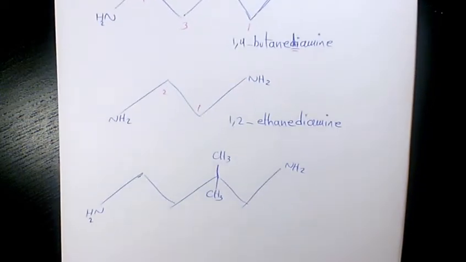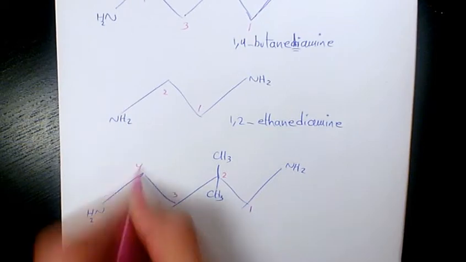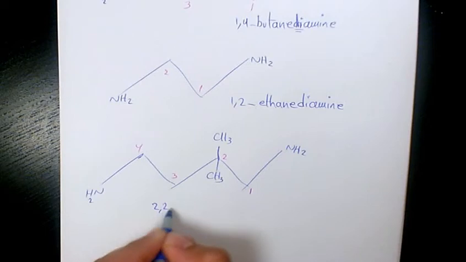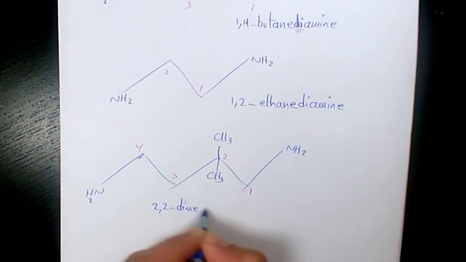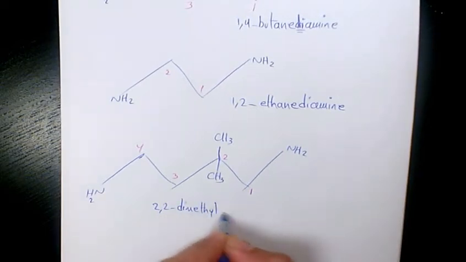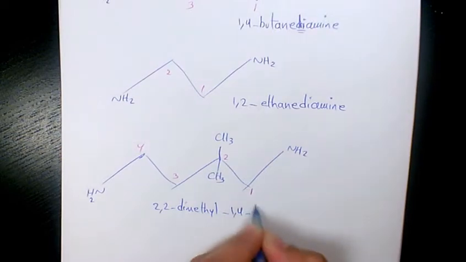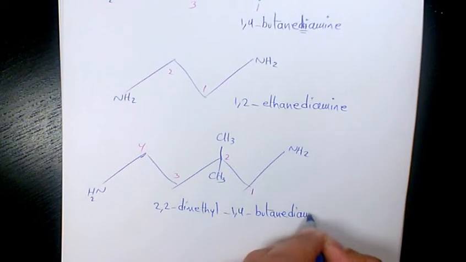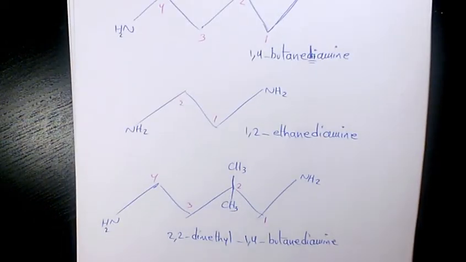And next one, we're going to start numbering from this side. 1, 2, 3 and 4. We're going to have 2,2-dimethyl-1,4-butanediamine. That's going to be the name of this organic compound as well. So as you see here, that's how we name diamine groups in organic chemistry.